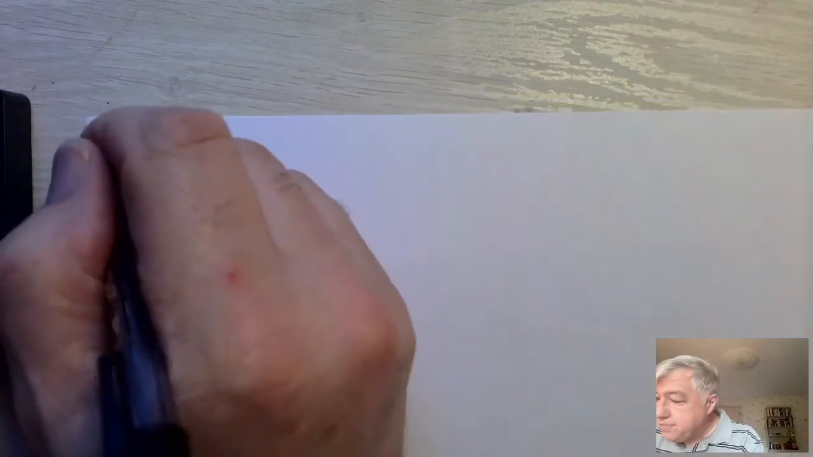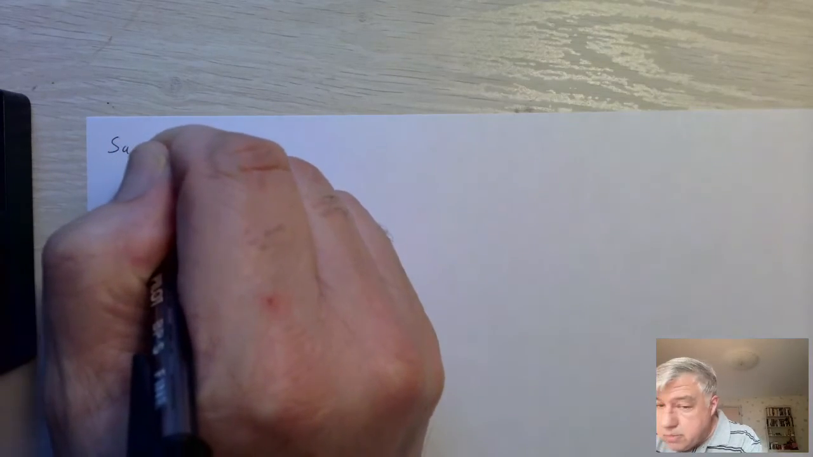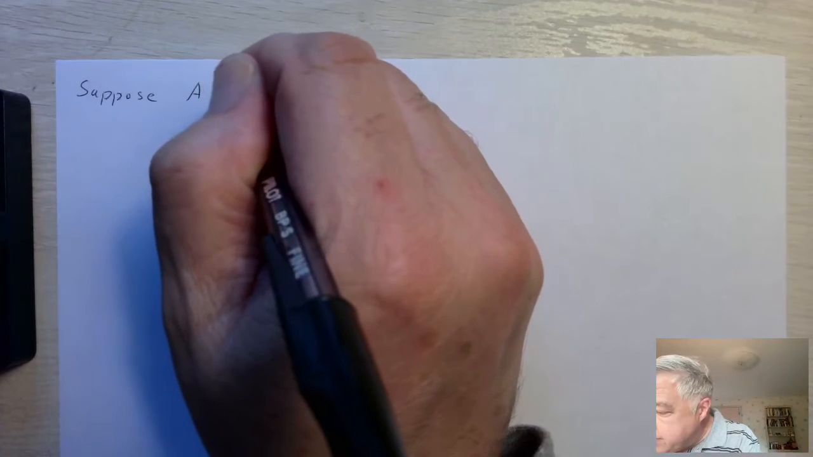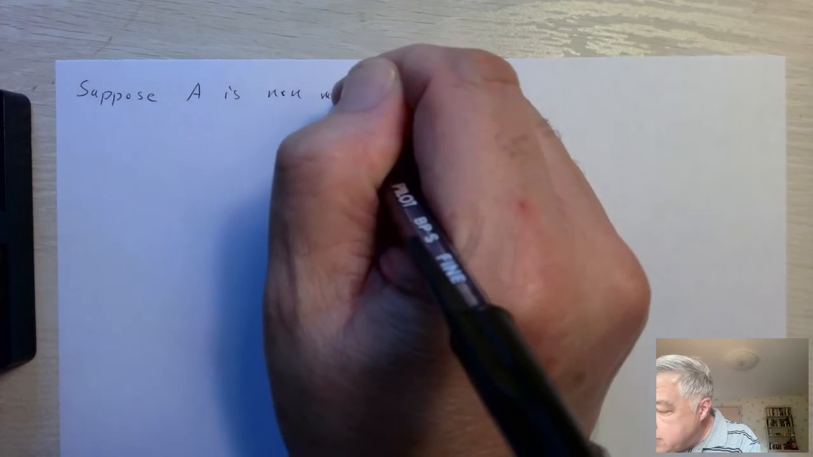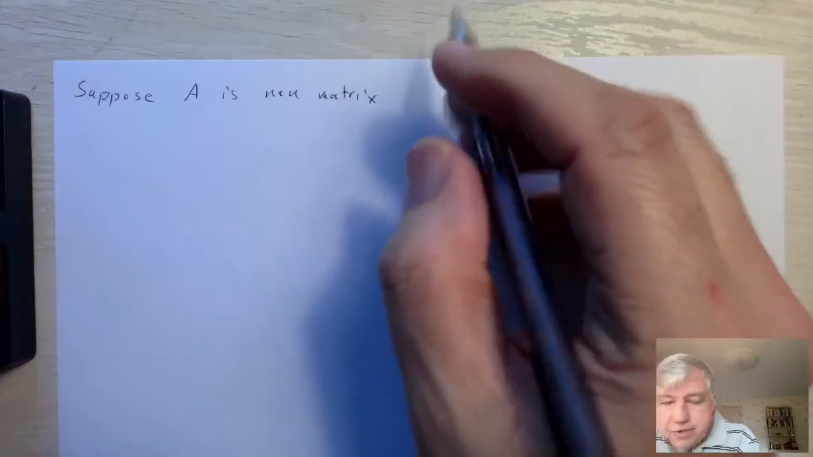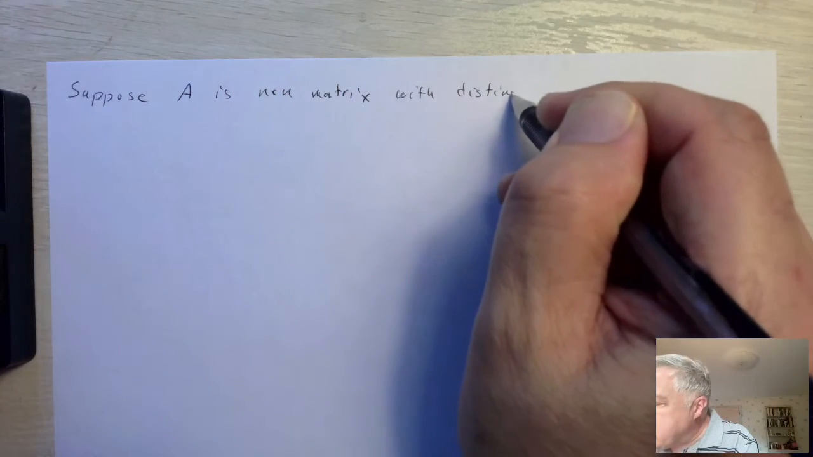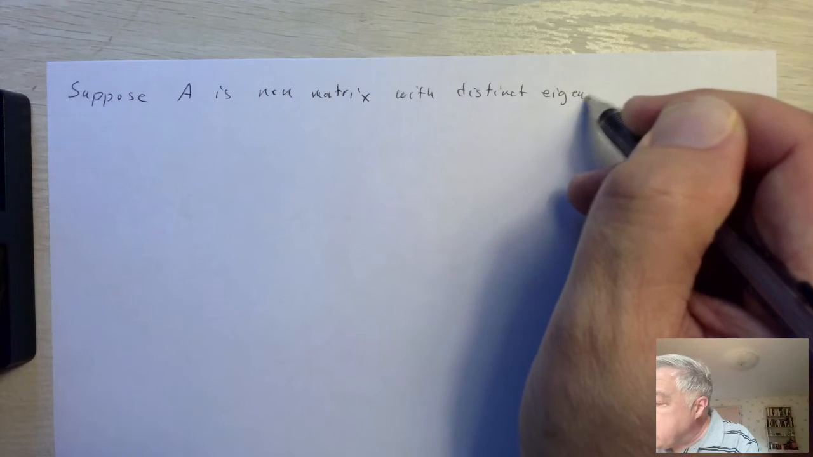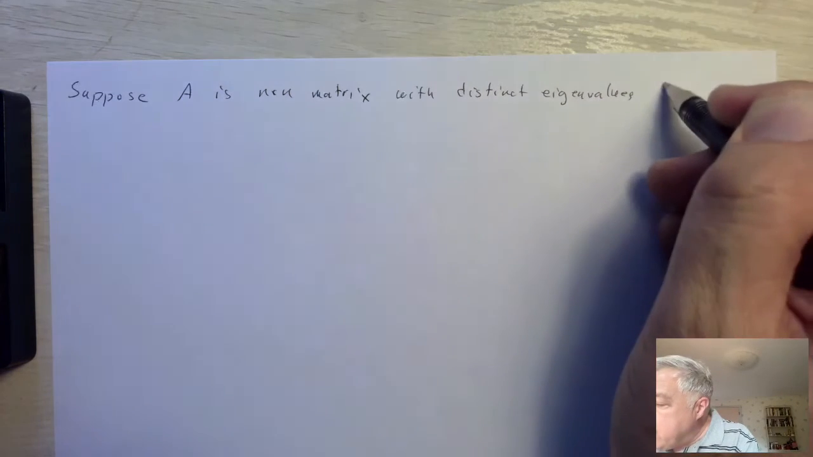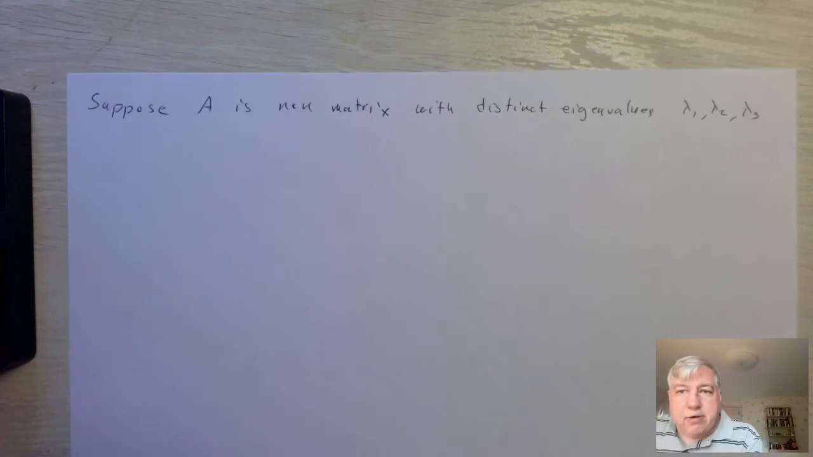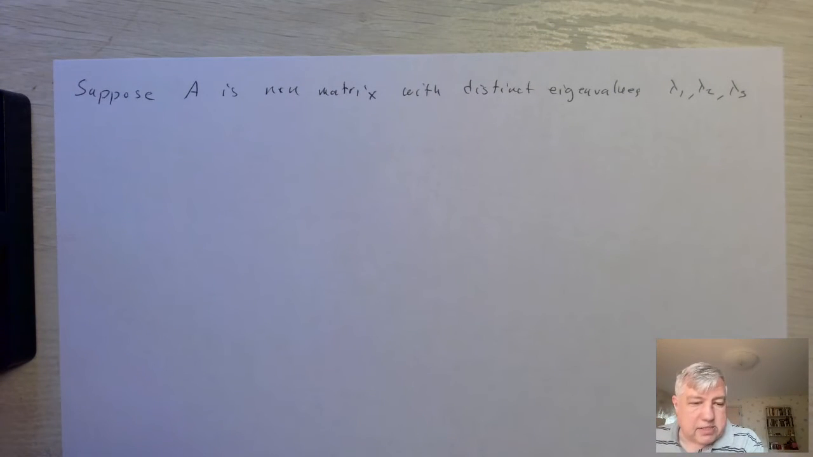Let's start. Let's suppose A is an n by n matrix with distinct eigenvalues lambda 1, lambda 2, and lambda 3. So we're going to just assume that there are three possible eigenvalues.